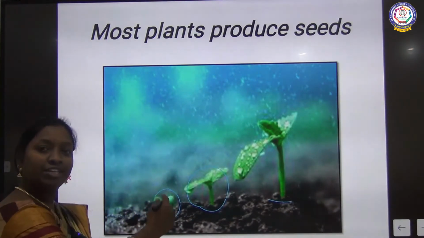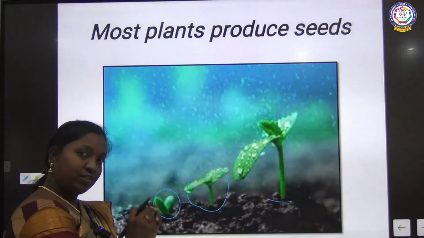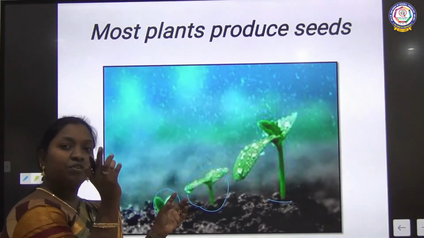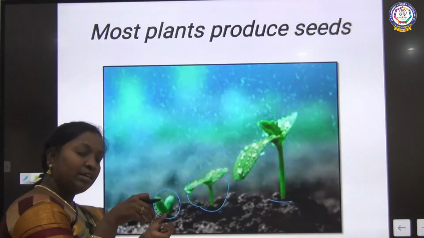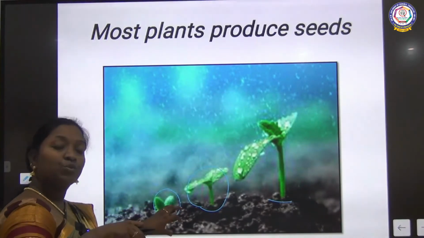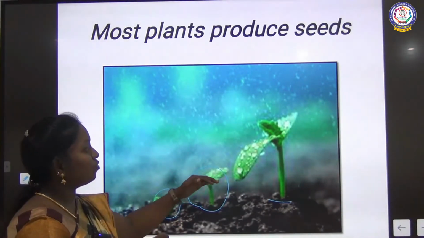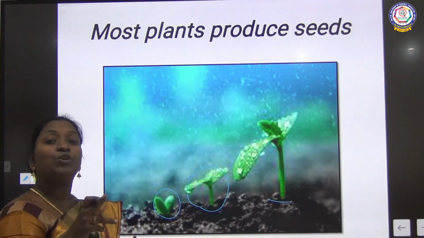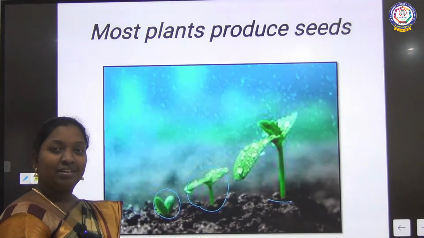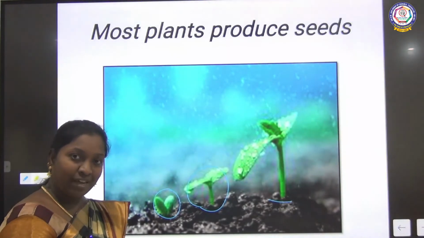How does the development take place through the seeds? A seed from a big tree will scatter and soak into the soil. Through the soil, it will germinate, and gradually it will grow. In this way, a plant also produces its next new plant.